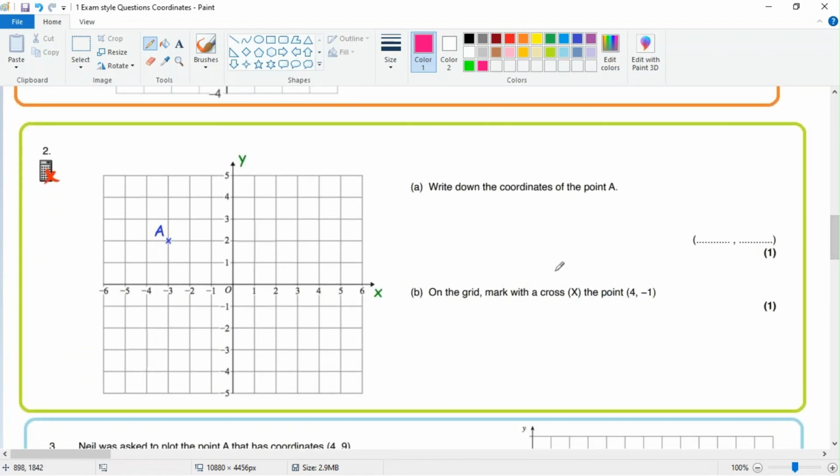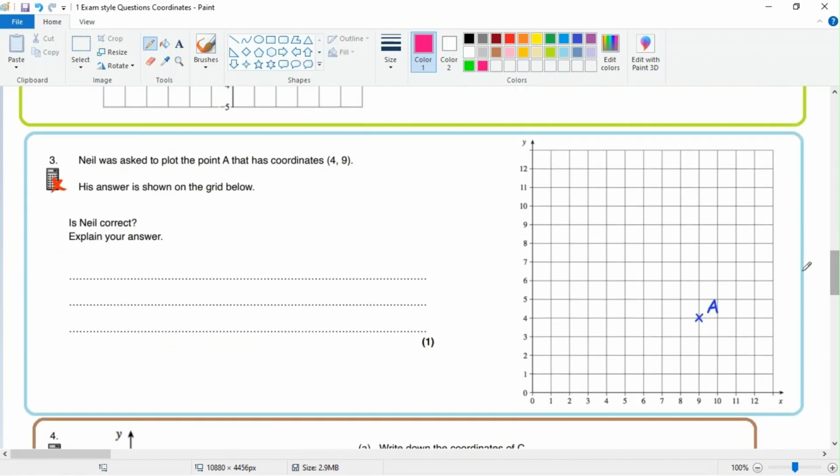Now comes write down the coordinates of point A. As I already told you, always count the x values first. So this is going to be -3 for x and +2. That means -3 and +2. On a grid, mark the cross for the point 4, -1. So this is going to be 4, and -1 is going to be this one, and you can cross something like this and you get 1 mark for this question.